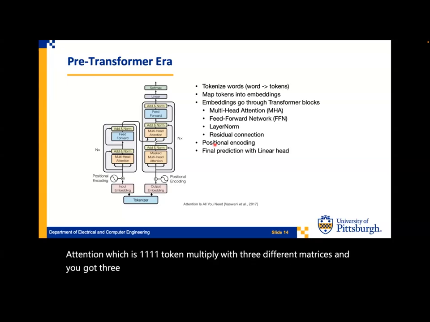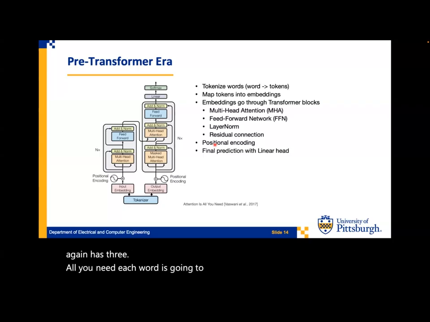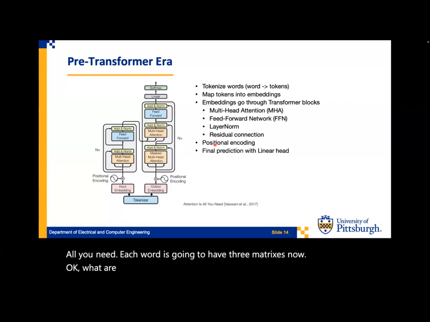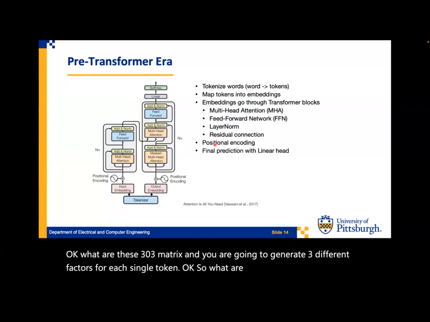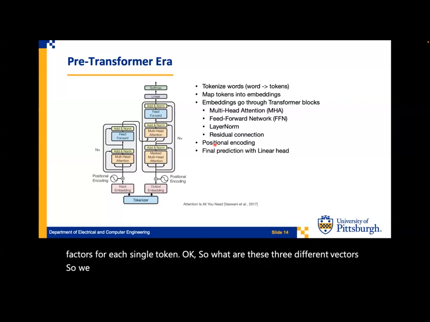And you do this for all the tokens. Each word is going to have three matrices now, and you are going to generate three different vectors for each single token. So what are these three different vectors? We can just give them names. You've probably heard of them: key, value, and query.